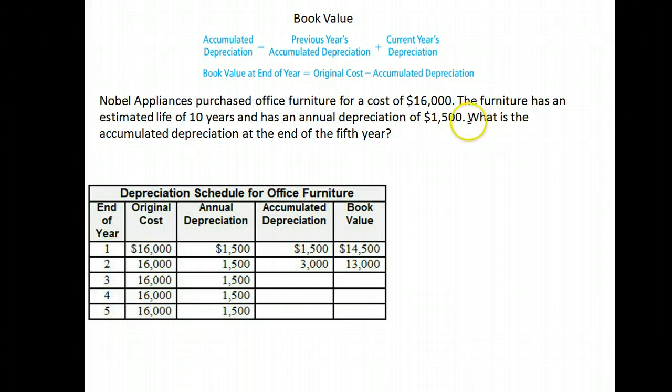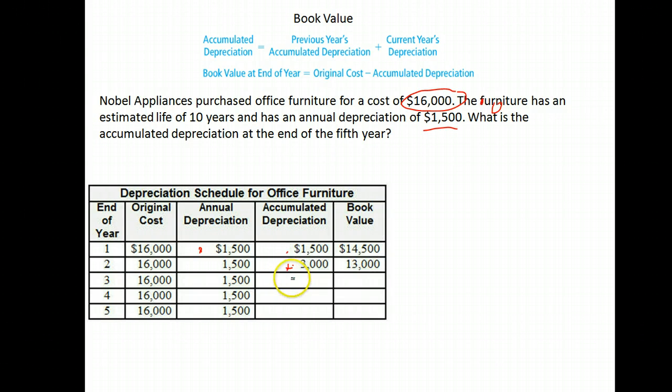Here's Noble Appliance. They purchased office furniture, and they purchased it for $16,000. The furniture has an estimated life of 10 years and has annual depreciation of $1,500. What is the accumulated depreciation at the end of the 5th year? Okay, so it's depreciating by $1,500 a year. So the first year it was $1,500. We add $1,500, so the next year it's $3,000. Again, add another $1,500. It's depreciating by exactly the same amount each year.